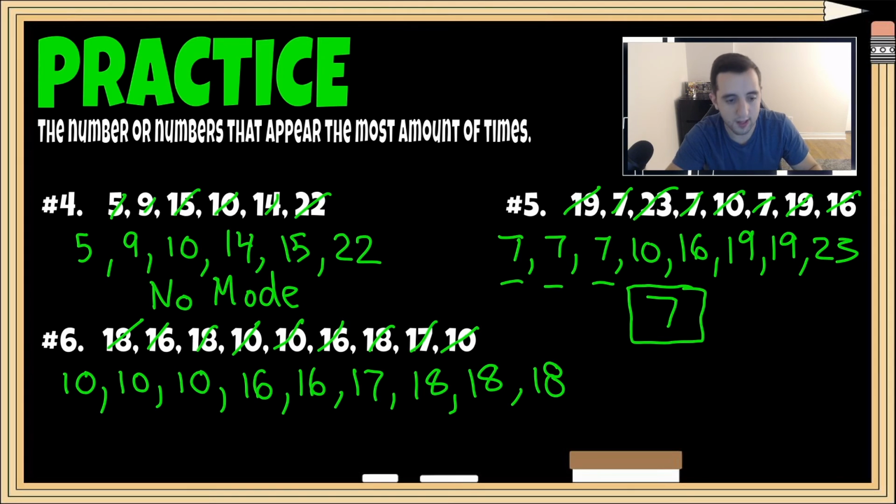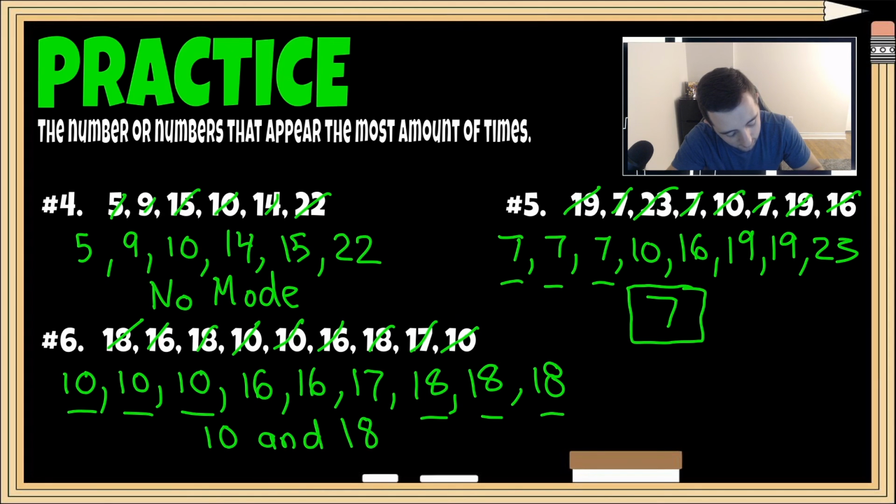Okay, now looking at our numbers here, it looks like we have 10 that shows up 3 times, and we also have 18 that shows up 3 times. Since they show up the same amount of times, they both show up 3 times, this is one of those scenarios where we're going to have 2 modes. So our mode is 10 and 18 for our last one.